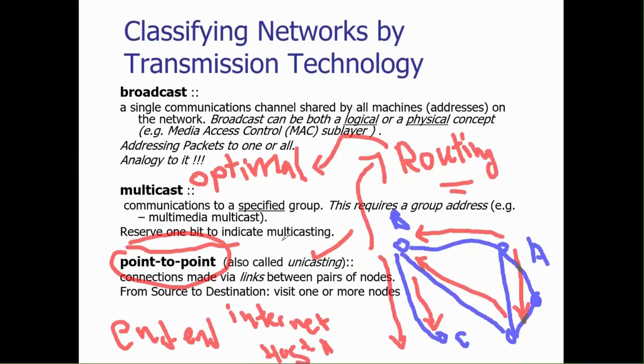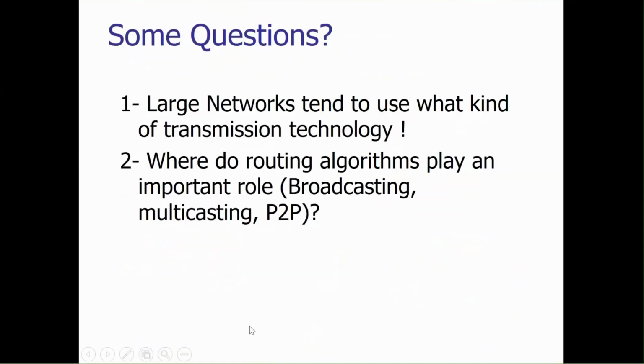Okay, so I have a couple of questions. Let's see. Large networks tend to use what kind of transmission technology and why? That's question 1. And question 2, where do routing algorithms play an important role? Broadcast, multicast, or unicast. Let's start with number 1. Large networks tend to use what kind of transmission technology? What do you think? In a large network where I'm sending a lot of information, do I broadcast, do I multicast, or do I unicast? What do you guys think?